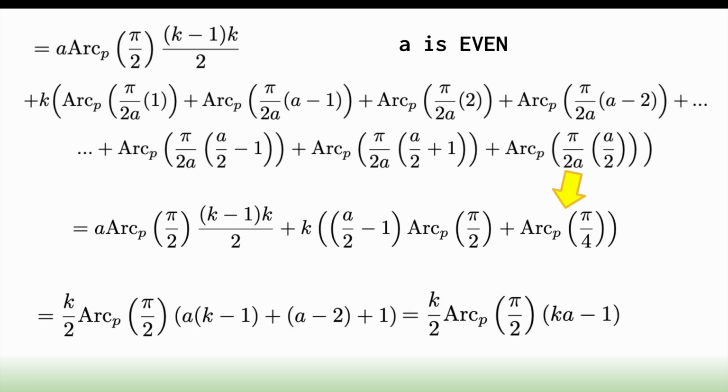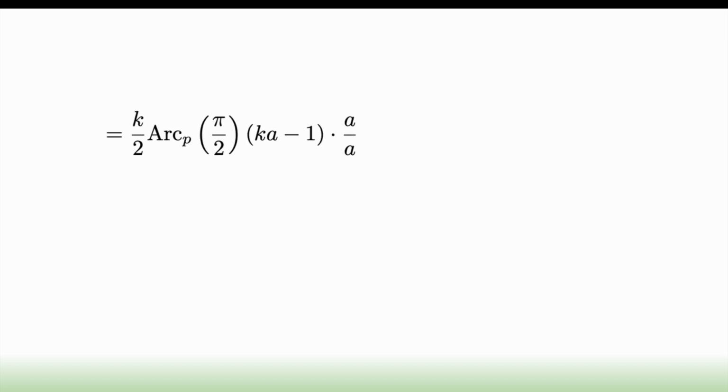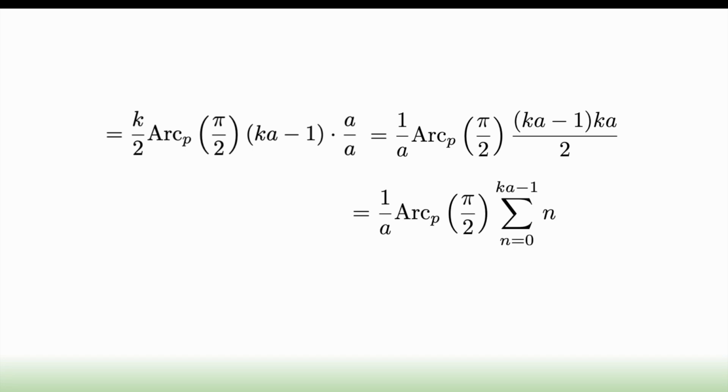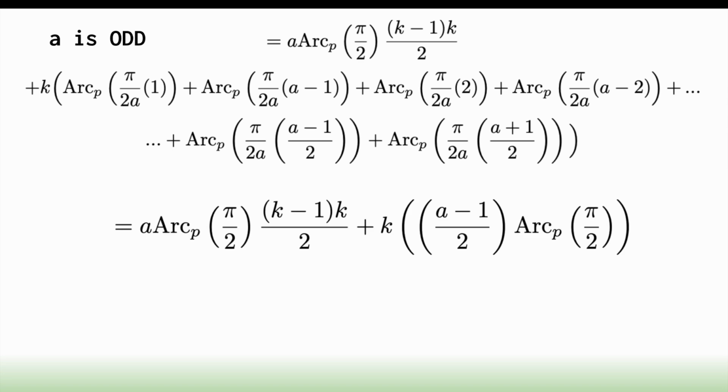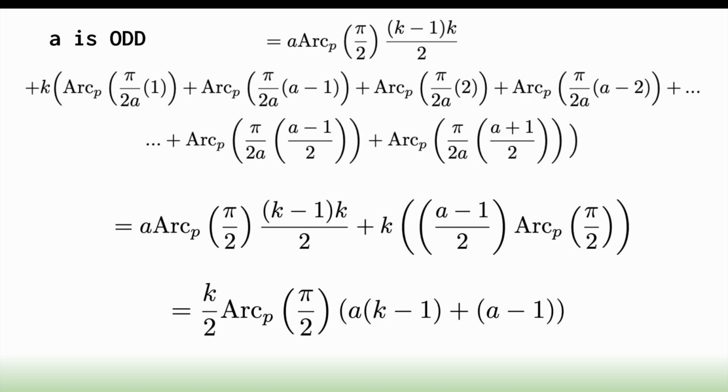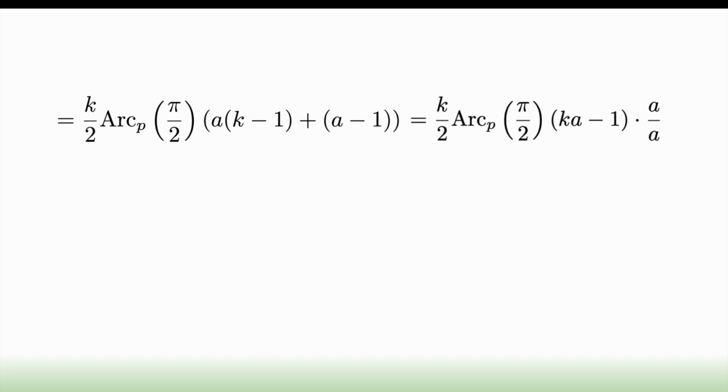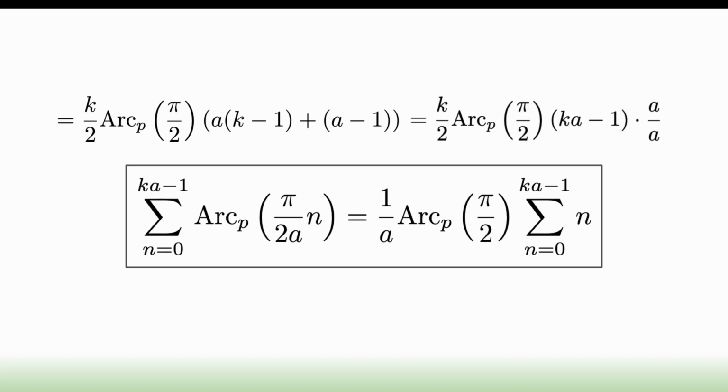We'll factor and simplify this and get a form for which we'll do one final step, multiplying by a over a. This turns this expression into a form that is actually the sum of non-negative integers up until ka minus 1. That means that these two expressions are equal when a is an even number. For odd a, we'll do a similar process, which I'll just show on screen. This leads us to the same answer, which means that this equation is true for all values of a and k. I call this the decomposition formula, since it looks like the terms of the argument are getting separated.